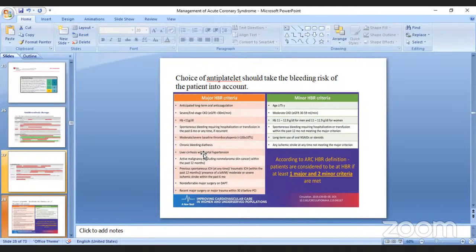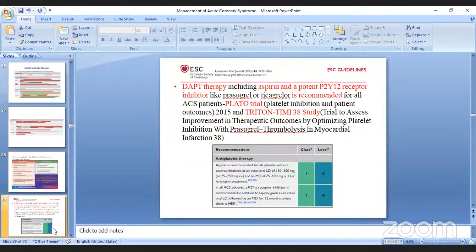Any patient with liver cirrhosis, portal hypertension, hemoglobin less than 11, CKD, and baseline thrombocytopenia of less than 1 lakh, they all come under major high bleeding risk criteria. Minor criteria are patients who are above 75 years, who have moderate CKD, hemoglobin between 11 and 12.9, and long-term use of oral NSAIDs or steroids. So based on this, the choice of antiplatelet should be made.